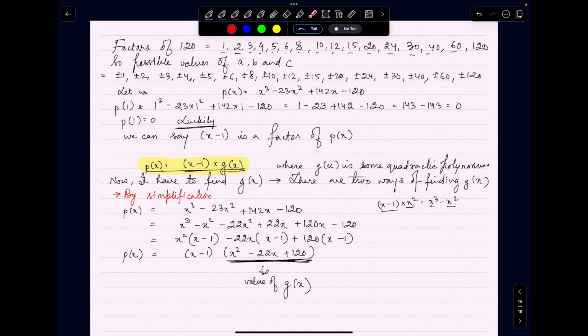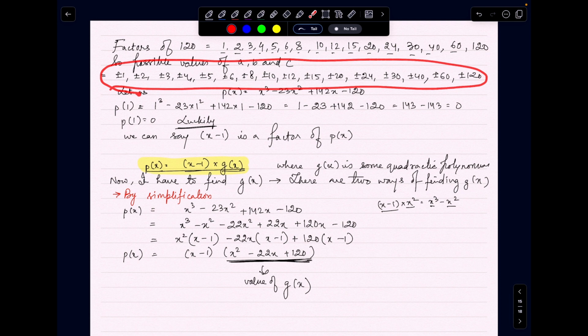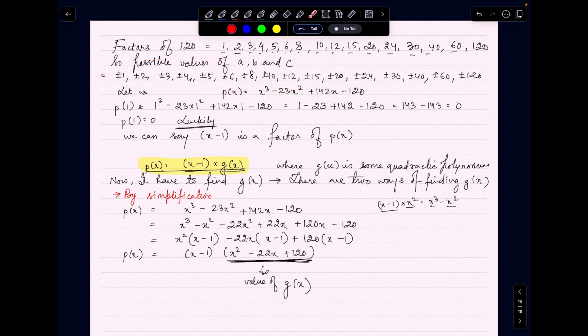For each possible value, we have to check whether the value of the polynomial is 0 or not. If you find one number at which the value of the polynomial is 0, you stop. Otherwise, see here, 16 factors are there, so the possible values are 16 into 2, which is 32. You cannot check 32 numbers. So it is best that after you find the first number that gives the value of the polynomial 0, you stop.